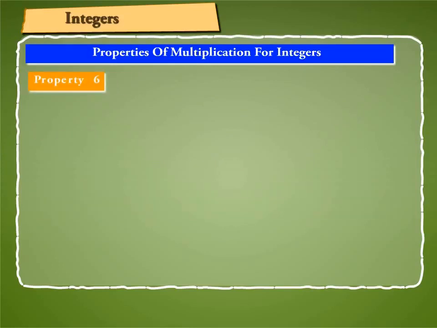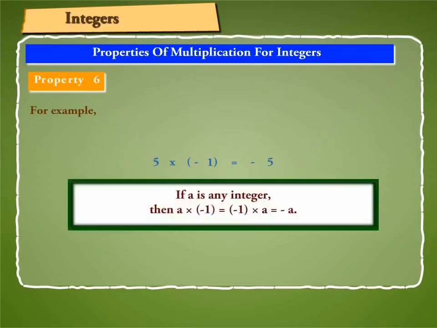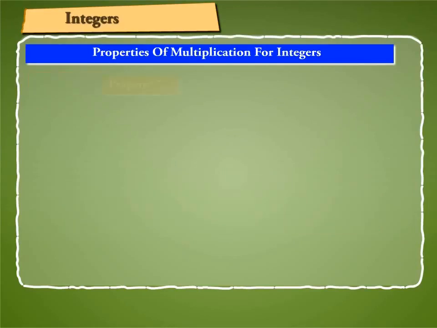Property 6. Let us multiply an integer by minus 1. For example, 5 into minus 1 is equal to minus 5. Hence, if a is any integer, then a into minus 1 is equal to minus 1 into a is equal to minus a.